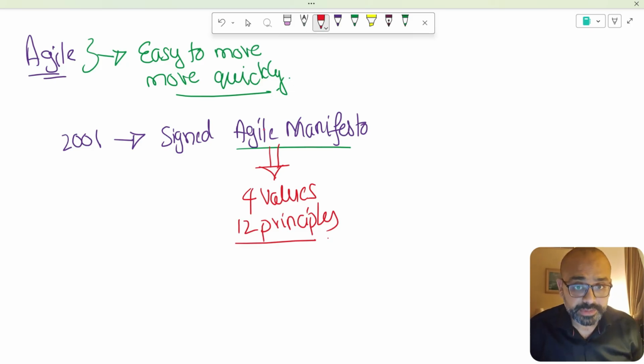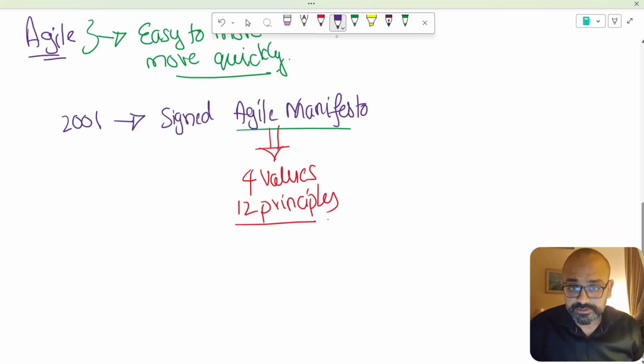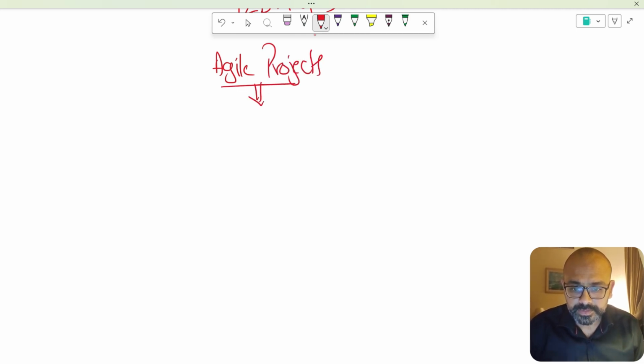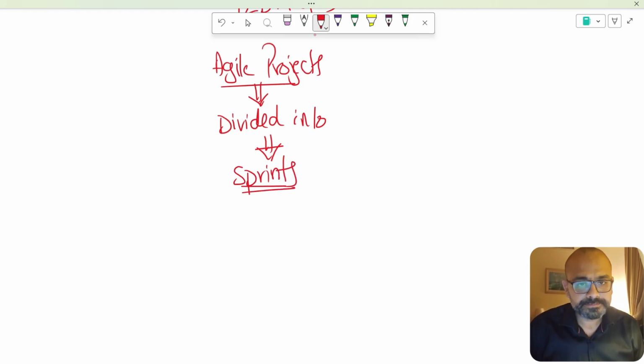Now, talking about the basics of agile over here, the very first thing that you need to know is that agile projects are divided into sprints. Agile projects are divided into sprints. What are sprints? A sprint is an iteration, a cycle of work.